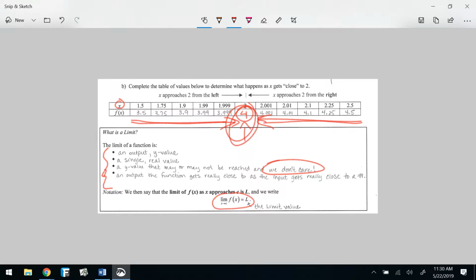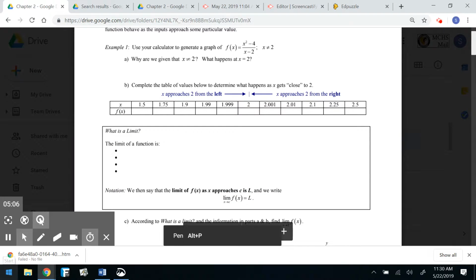Okay, and L being the limit value. All right, now let's keep on going here, and let's go back to our notes page. If we look at this, let's scroll up a little bit.